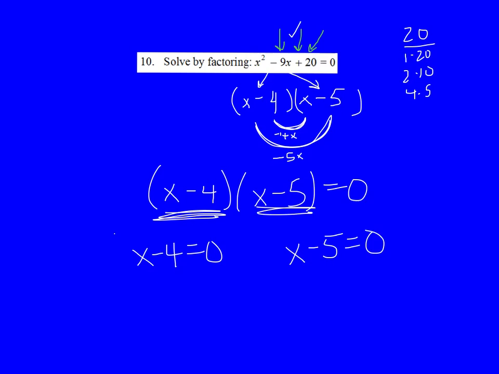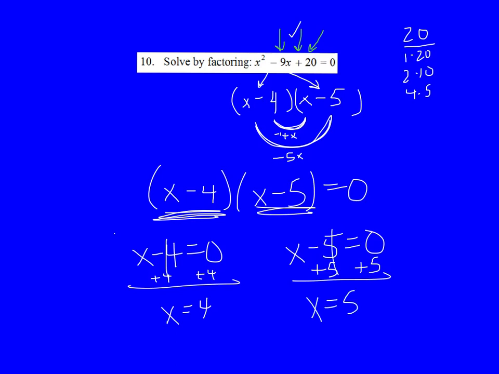And solve. Plus 4, x equals 4, plus 5, x equals 5, slap an and in the middle, and you're done. So x equals 4 and x equals 5, and remember the shortcut. If this was minus 4, this is plus 4. If this is minus 5, this is plus 5, and you're good to go.